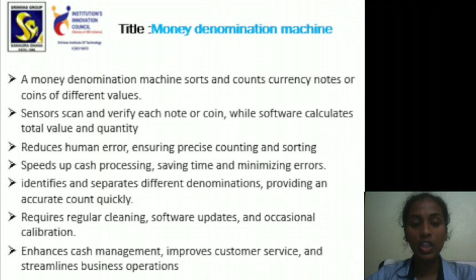Maintenance is easy. Regular cleaning, software updates, and occasional calibration keep the machine running at its peak performance. It boosts your business operations with enhanced cash management. The money denomination machine streamlines processes, leaving more time for customer interactions.